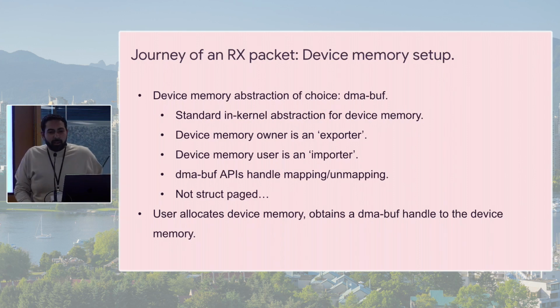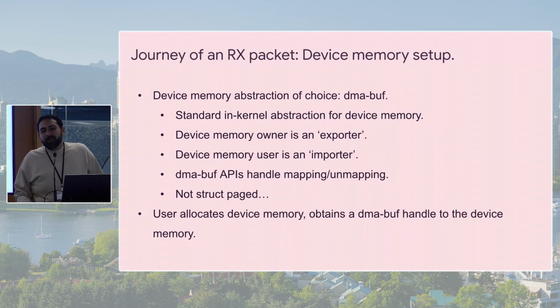So the very first thing we need to do is pick an abstraction for the device memory. The abstraction of choice here is DMA bufs. If you haven't used DMA bufs before, they're the standard in-kernel abstraction for device memory, or I think the most common one. Typically the driver that owns the device memory will be a DMA buf exporter. It'll implement the APIs that the DMA buf interface requires. And whatever is using the device memory will be an importer. So in this case, the networking stack is the importer of this device memory.